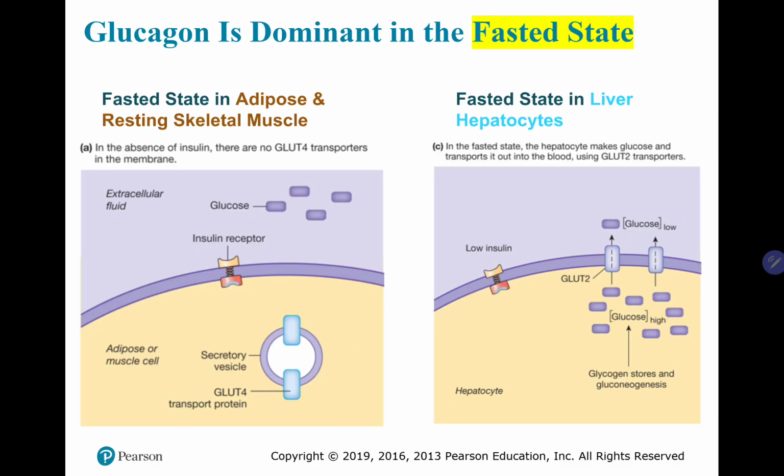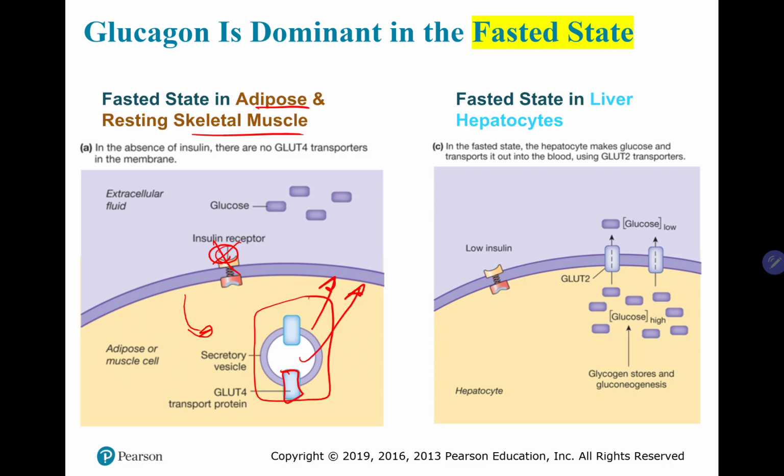Now, in a fasted state, we know that glucagon is dominant, right? So let's look at a fasted state in adipose and in muscles. Again, you haven't eaten for a while, so there's low glucose in the blood. So in the absence of insulin that we can see here, there's no insulin binding, so there are no GLUT4 transporters in the membrane. Remember, you needed insulin to bind to signal this vesicle to put those GLUT4 transporters on the membrane. But if there's no insulin, those GLUT4 transporters are going to remain in those cytoplasmic vesicles.